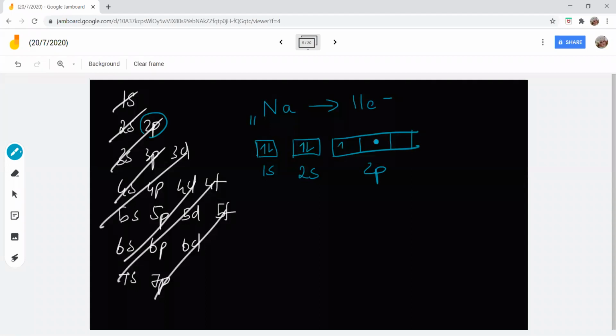So I'll start filling. 1, 2, 3, 4, 5, 6. 6 are filled, so one more electron I have. That one more electron, after 2p, which orbital gets filled? 3s. So in 3s, I'll fill one more electron. So the electronic configuration of sodium is like this: 1s2, 2s2, 2p6, 3s1. Did you all understand what I put? I'll repeat for another element again. But did you all understand this?